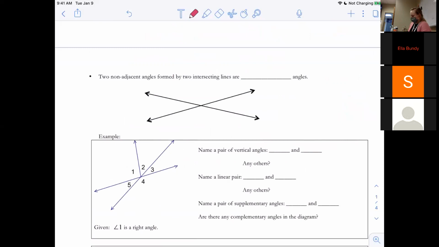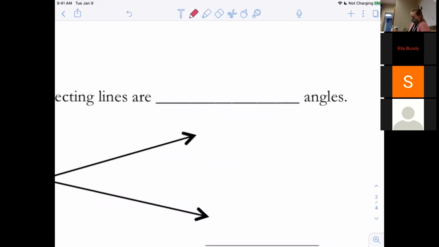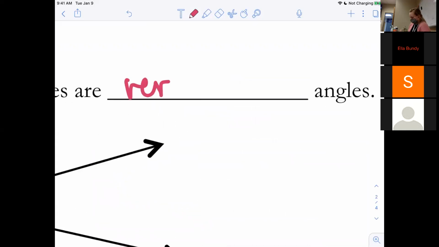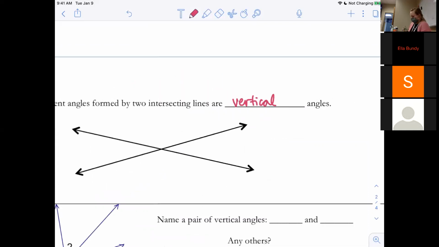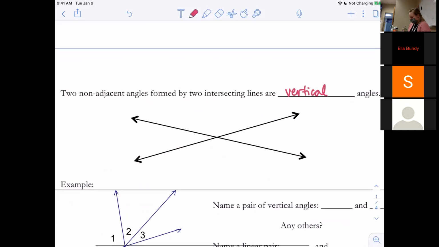We're going to learn one more type of angles. These are two non-adjacent angles, so they are not next to each other, that are formed by intersecting lines, and they are called vertical angles. Vertical angles, that's V-E-R. They are non-adjacent, so they do not share a side, but they always share a vertex.